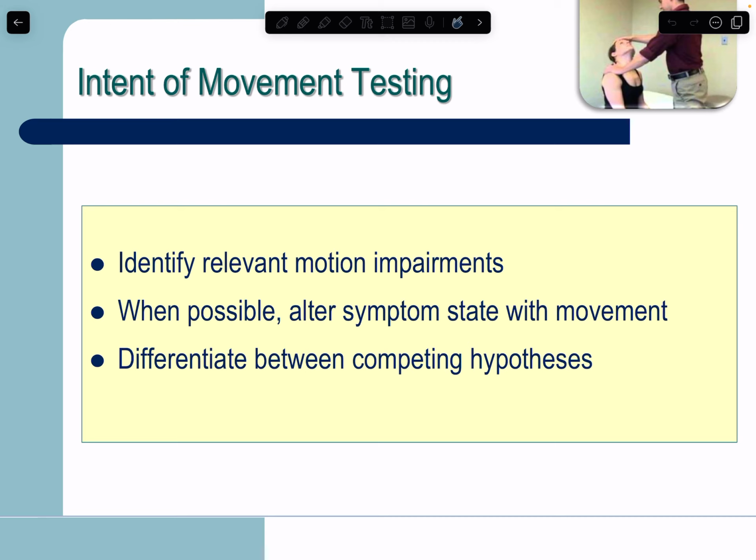They're called compensatory impairments or secondary impairments. And then, when possible, you're hoping that movements will alter the symptoms. And again, this can be kind of disappointing. We see that not so much with active movements, with palpation in particular. And then we can differentiate between competing hypotheses this way.